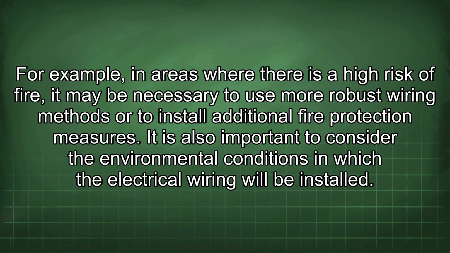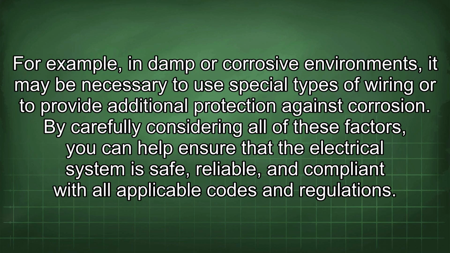It is also important to consider the environmental conditions in which the electrical wiring will be installed. For example, in damp or corrosive environments, it may be necessary to use special types of wiring or to provide additional protection against corrosion. By carefully considering all of these factors, you can help ensure that the electrical system is safe, reliable, and compliant with all applicable codes and regulations.